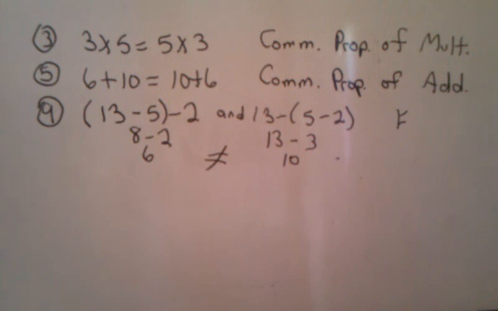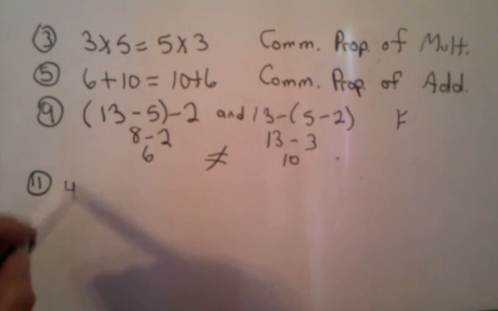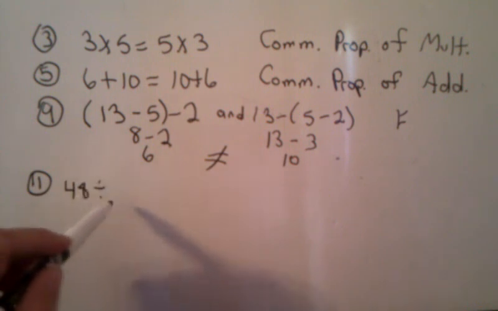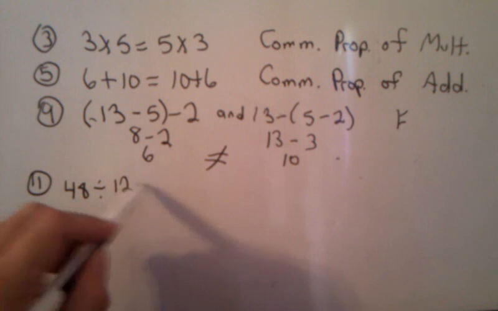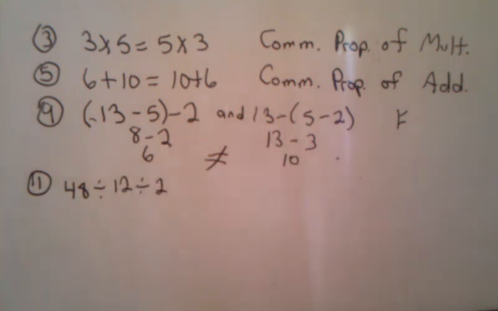Let's look at number 11. Number 11 gives me the property. It says I have 48 divided by 12 divided by 2. Now, it wants you to place the parentheses so that the results will be 8.